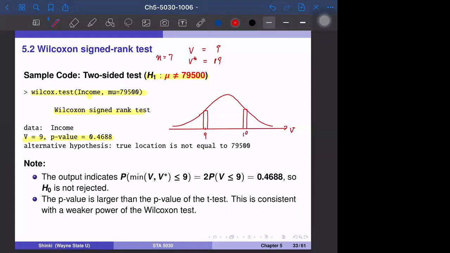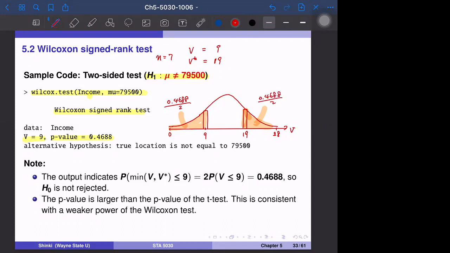The corresponding one is 19. The smallest possible value is 0, and the largest possible value is 28. Then the p-value is 0.4688 for the two-sided test. That means the area of this part plus this part is equal to 0.4688. So this area is half of that number: 0.4688 over 2, so about 0.2344.